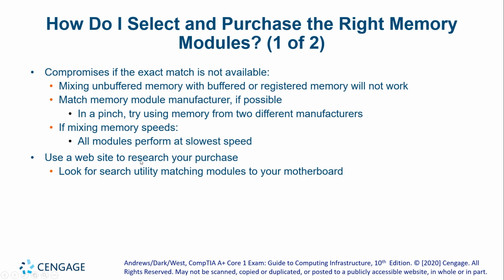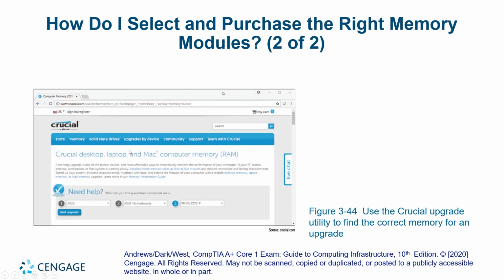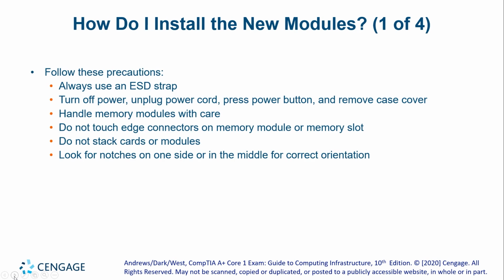So you want to use the websites to research your purchases, and most of them will have a configurator. That's a website utility that allows you to choose different components, and then it'll tell you if those things are compatible and how they'll work. For example, Crucial does exactly that. You can use these little drop-down boxes to figure out exactly what you need, and then they'll give you the exact model number that you need.